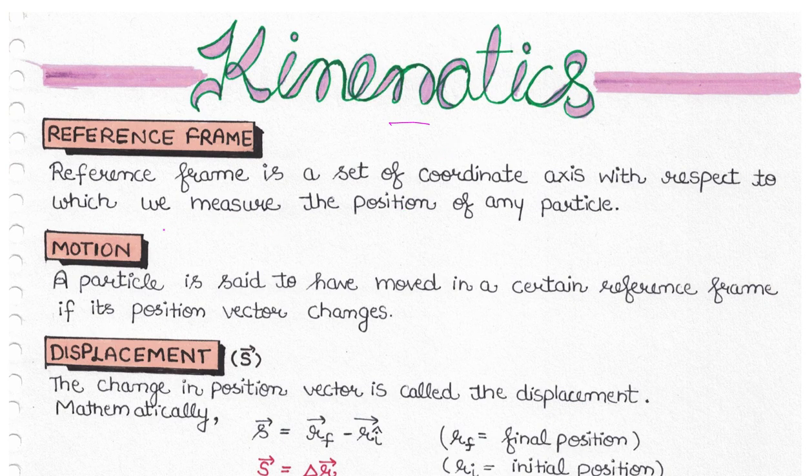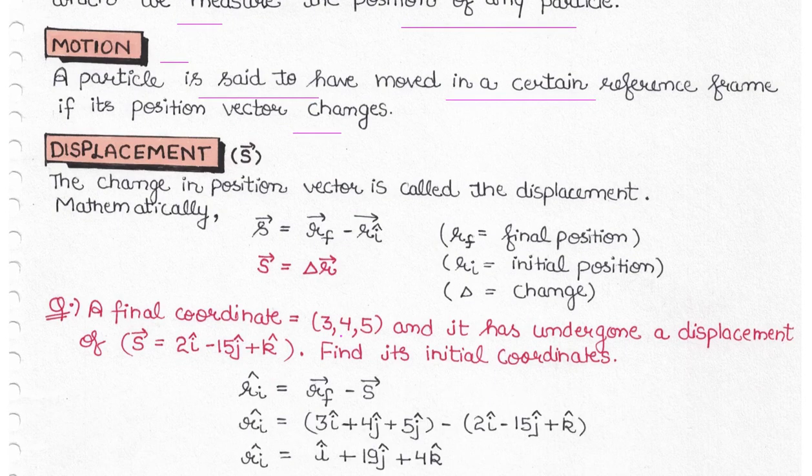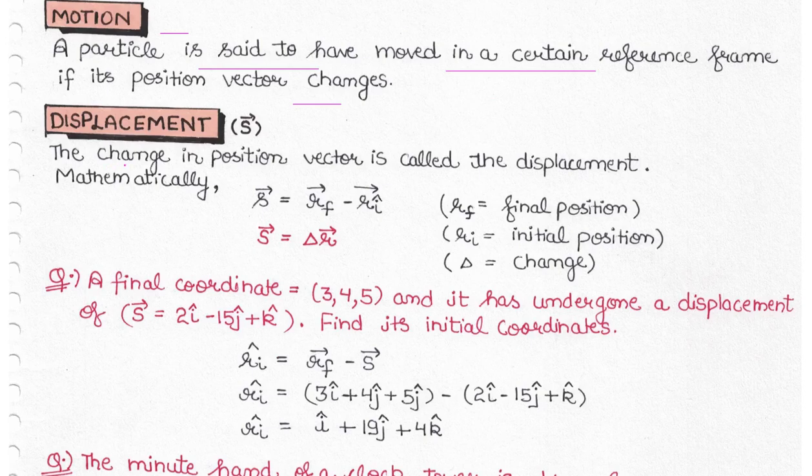So what is reference frame? Reference frame is a set of coordinate axes with respect to which we measure the position of any particle. What is motion? A particle is said to have moved in a certain reference frame if its position vector changes. Now, what is displacement? The change in position vector is called the displacement.